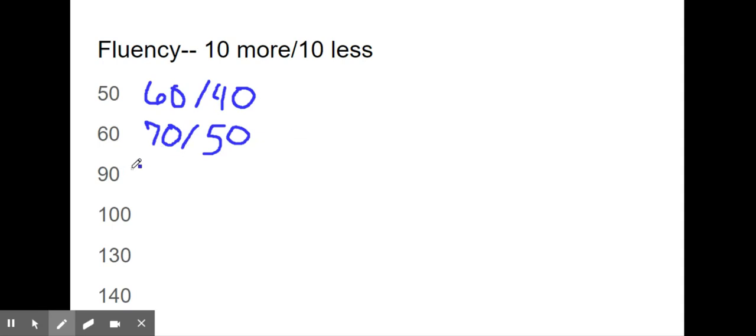Okay, I'm going to keep going. So 10 more than 90, I have 9 tens. Then I'll have 10 tens. That's going to be 100. 10 less would be 80.